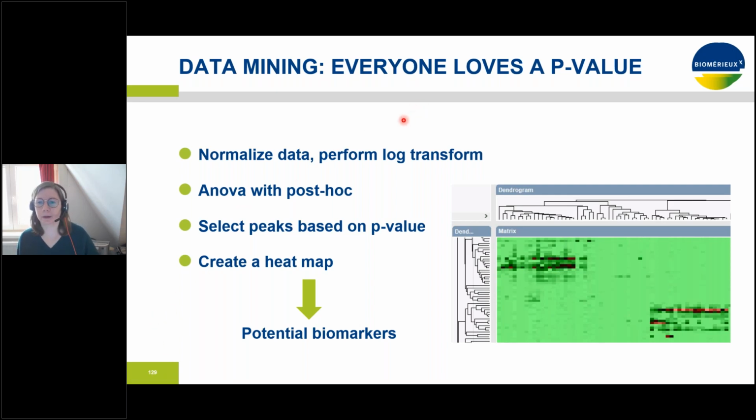So one simple method is using this data mining, where you can normalize the data, you can log transform it so that you can do an ANOVA on all the peaks and just see which ones are different, selecting them based on the p-value. You can also confirm this with the heat map, where you would cluster both the entries as well as the peaks, and then see which peaks are specific for which groups. And this all gives you potential biomarkers that you can then check on a more extensive set of strains and spectra.